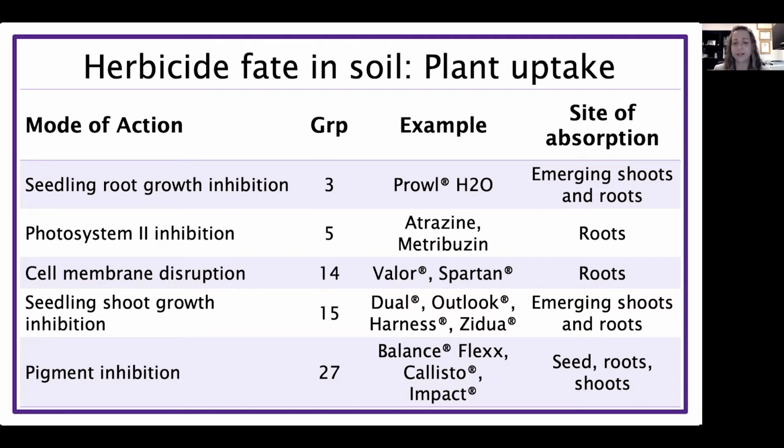The last group here on this list would be the bleachers or the pigment inhibitors, group 27. So things like Balance, Callisto, maybe Impact. These actually can be taken up by seeds, roots, and shoots.